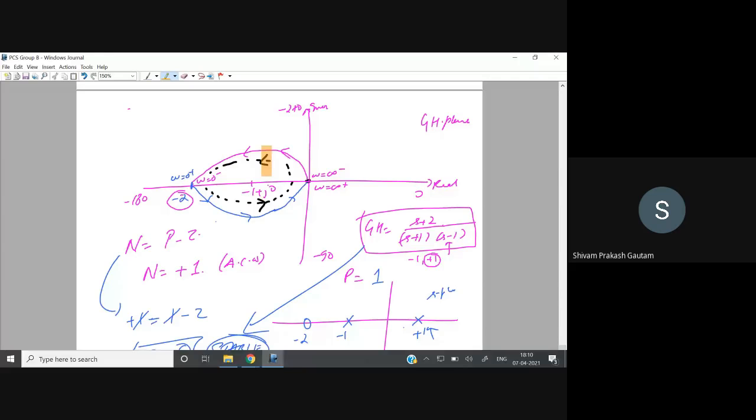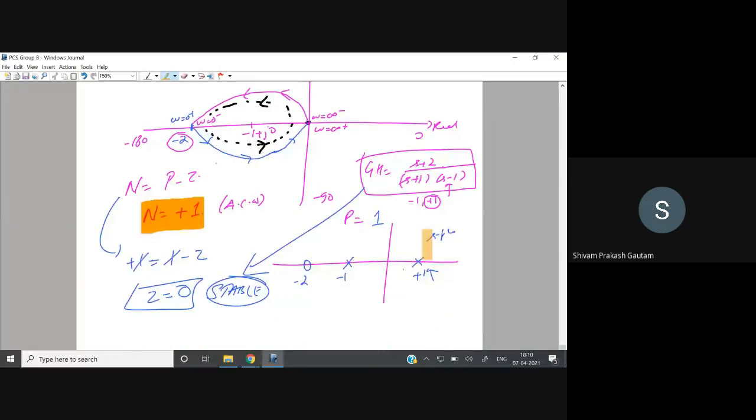The encirclement of -1 plus j0 is in anti-clockwise direction. Since it is in anti-clockwise direction, therefore we have taken N is equal to +1. And if you see the open loop transfer function, how many poles in the right hand side? There is only one pole in the right hand side, so P will be equal to 1. So N is equal to 1, P is equal to 1. We have put in the formula, and from there we have got Z is equal to 0. That means system is stable. Is it okay?